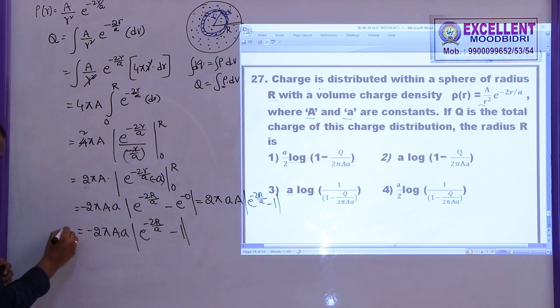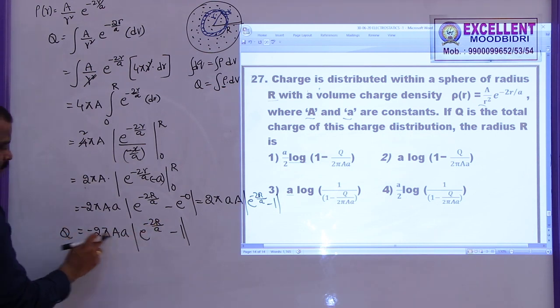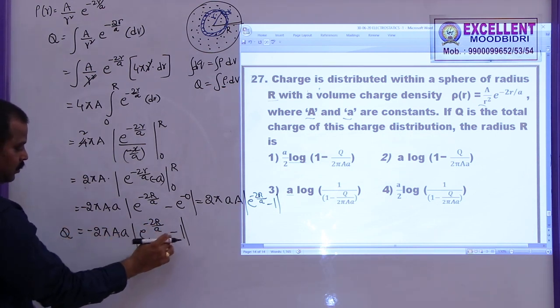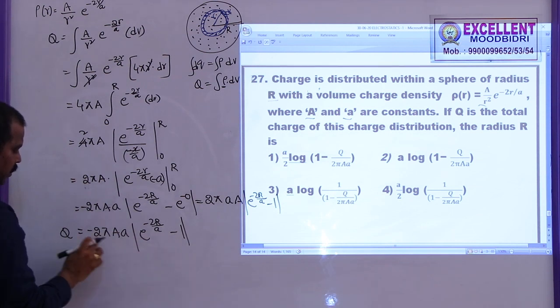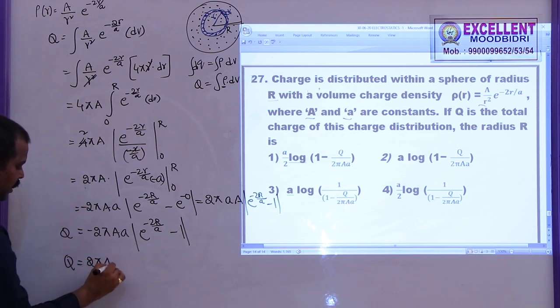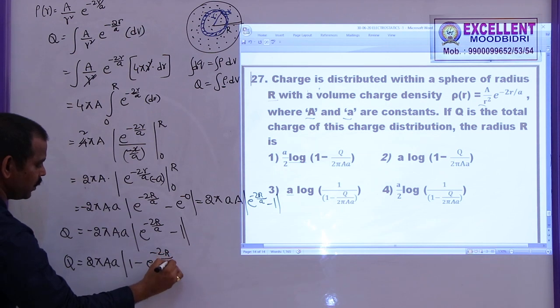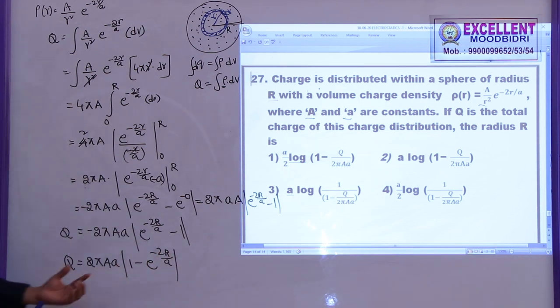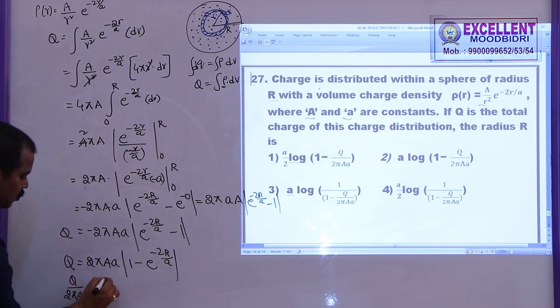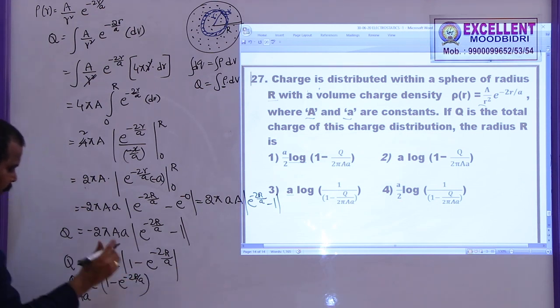So this is equal to Q, but I need to find this R value. Here I have one minus, and here I have one minus. If you write this, minus of minus will become plus. So Q is equal to 2πAa times 1 minus e^(−2R/a). Now you bring this to this side, this will become Q by 2πAa equal to 1 minus e^(−2R/a).